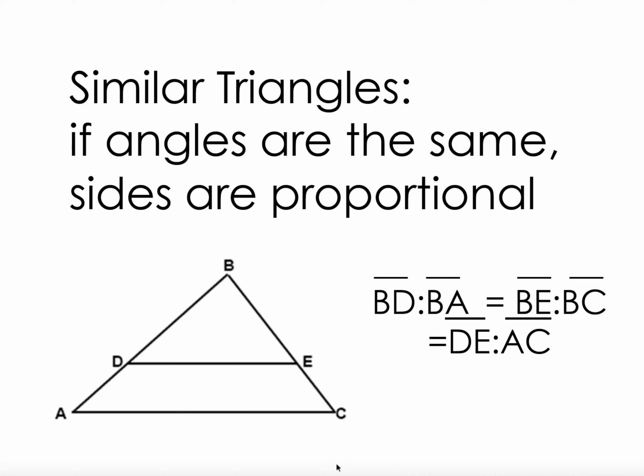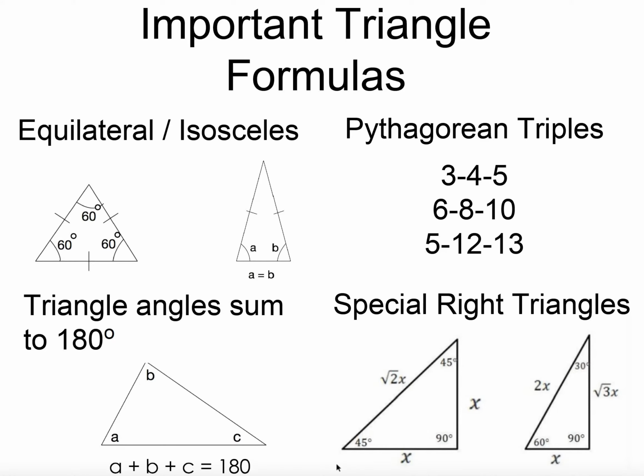All right, and that leads us to our important triangle formulas in general. We know that equilateral triangles are triangles that have all the same side lengths. You need to know also that they share the same angle measurement, that each of their angles is 60 degrees, all three of them. Isosceles triangles have two of the side lengths be the same, and also have the base angles equal each other.